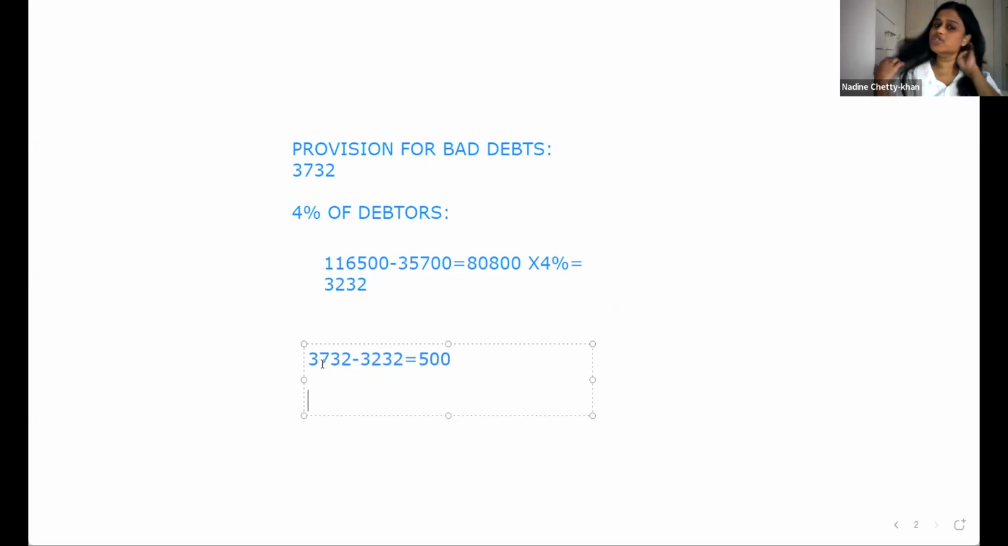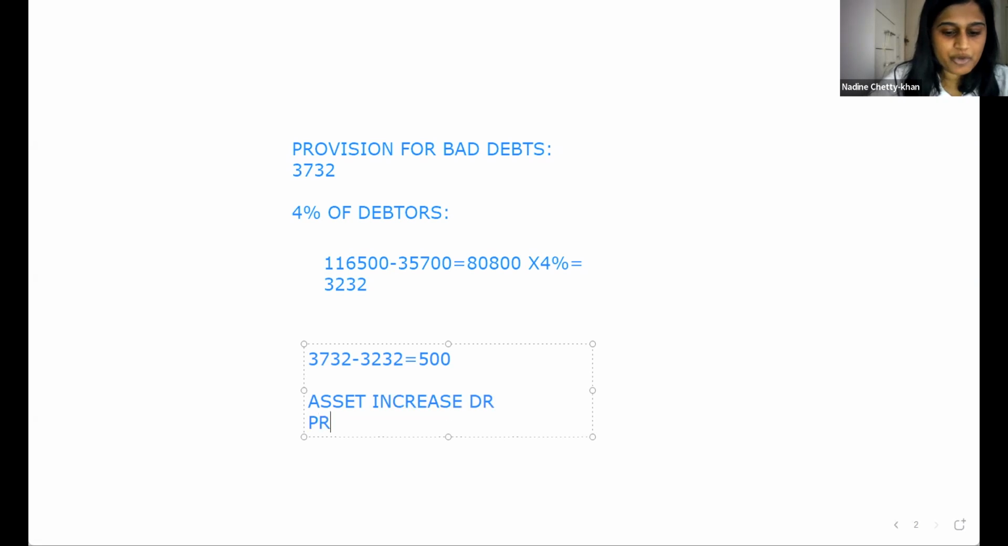Now, how do you reduce the provision for bad debts? Well, it acts opposite to a normal asset. Remember, I called it a negative asset. An asset increases on the debit side, but a provision for bad debts, which is a negative asset, opposite to an asset, will increase on the credit side.